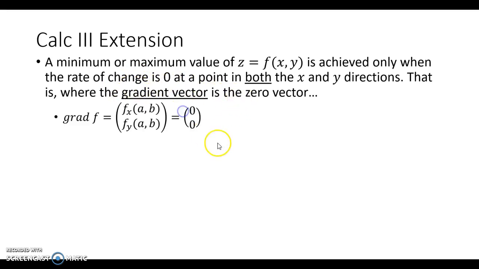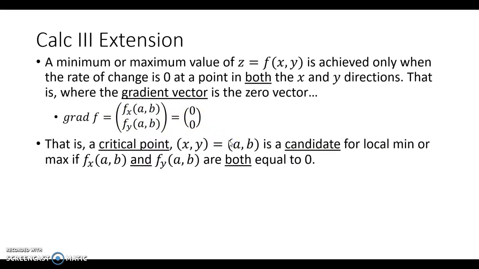And when both of those components of the gradient vector are 0, that is when f sub x at the point (a, b), which represents one of our critical points that we found, equals 0, and simultaneously the rate of change in the y direction at our point is also equal to 0. So a critical point, x equals a, y equals b, is a candidate. I'm going to call it a candidate now for a local min or max, because it could be neither, if both derivatives in the x direction and in the y direction are equal to 0.